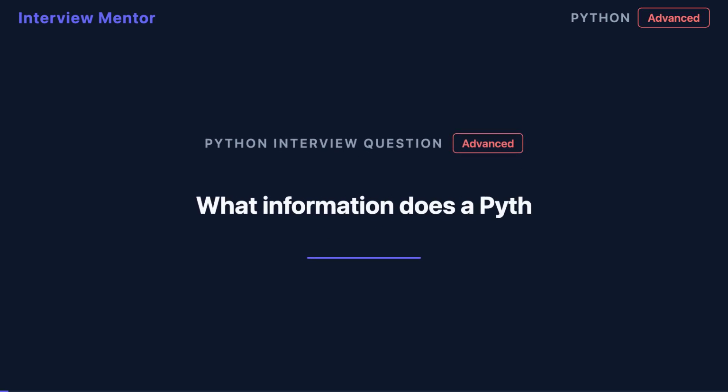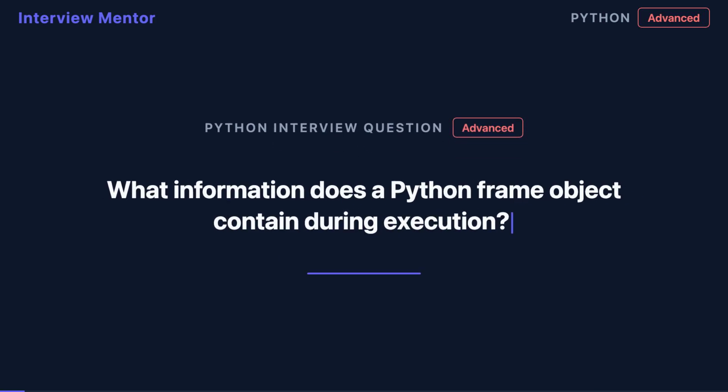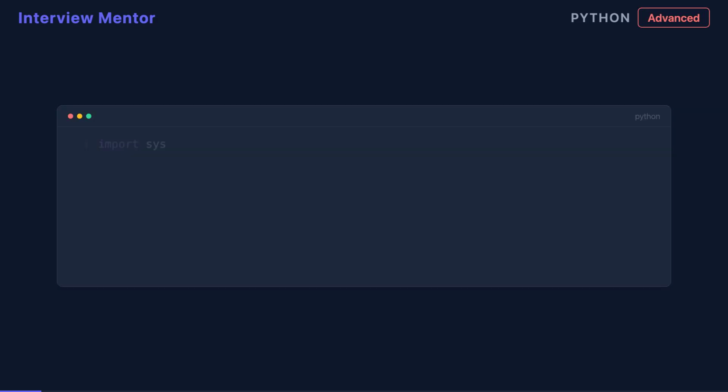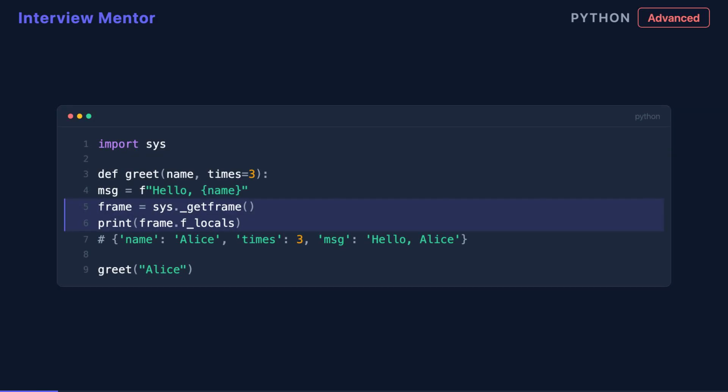Python creates a frame object on every function call. But what's actually stored inside? The key attribute f_locals is a dictionary mapping every local variable name to its current value. You can access it using sys._getframe, which returns the current frame. Debuggers use this to inspect variables mid-execution.